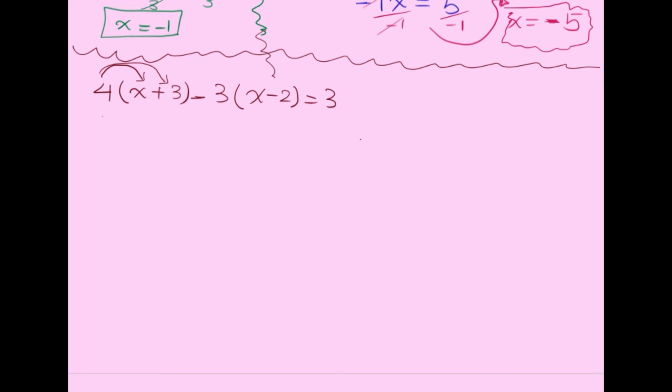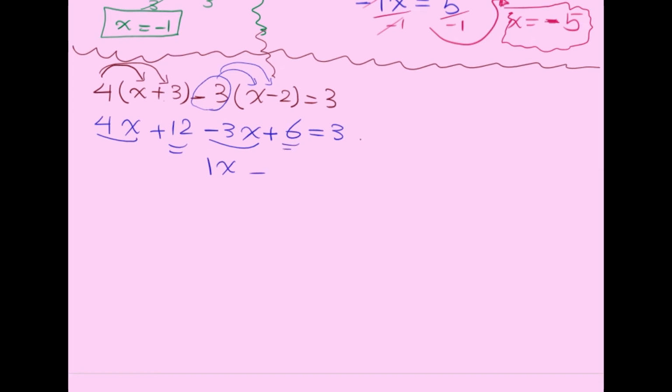4 times x would be 4x. 4 times 3 would be positive 12. And then you need to multiply negative 3 inside the bracket. Negative 3 times x would be negative 3x. Negative 3 times negative 2 would be positive 6. And keep the rest. So you need to simplify because you have like terms. Yes, these two: 4x minus 3x would be just 1x, and then you have 12 and 6. 12 and 6 would be plus 18 equal 3.